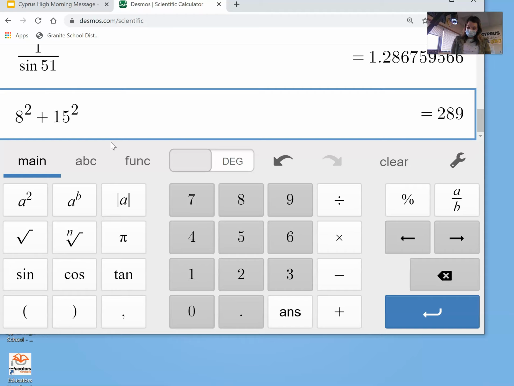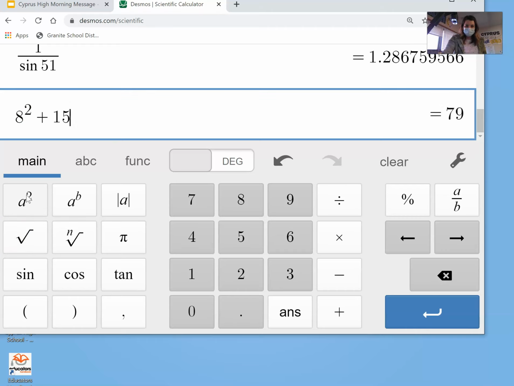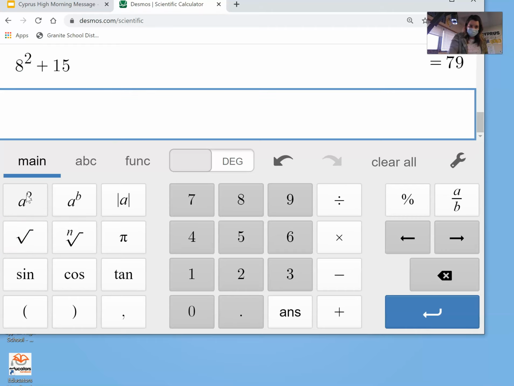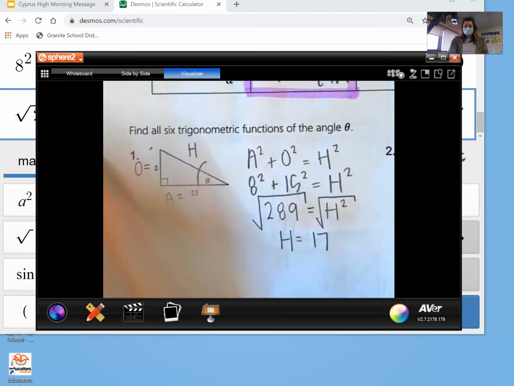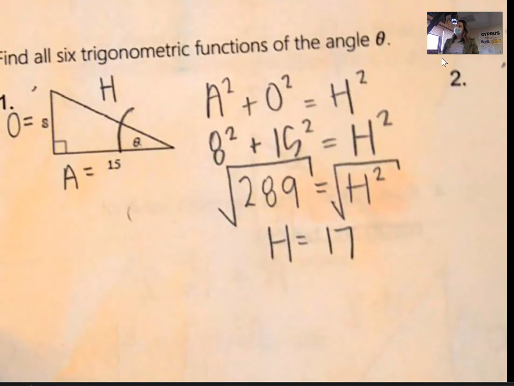Then I got to root it. So I'm going to hit my root. Nope, that didn't help me. Enter. I'm going to hit root 289. Oh, hallelujah. It's a nice number. So our missing side length is 17. There's the work.